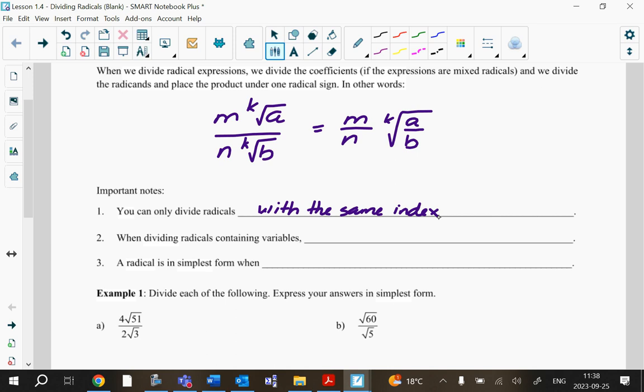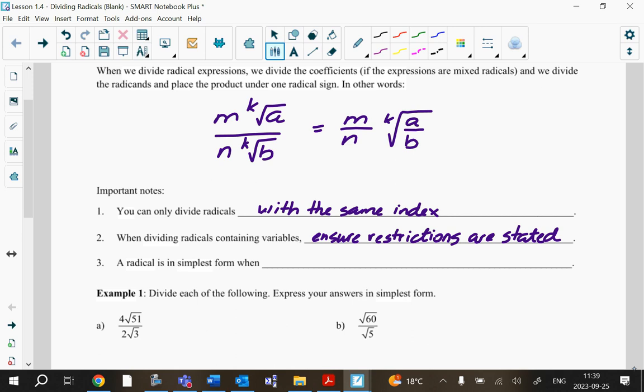When we divide radicals that have variables in them, we always want to make sure restrictions are stated. But I'm really not going to worry about these. I'll do one that contains variables.